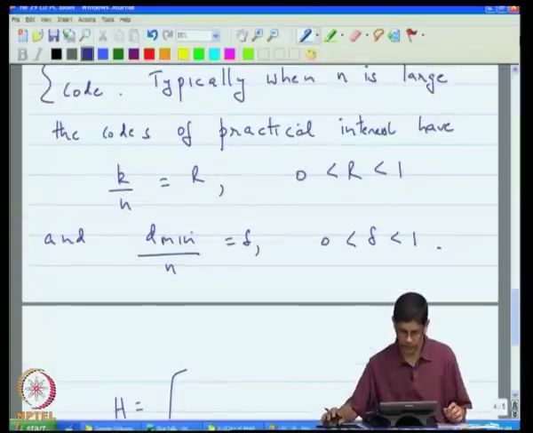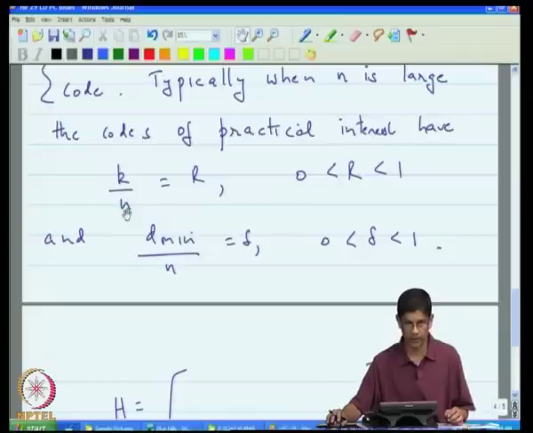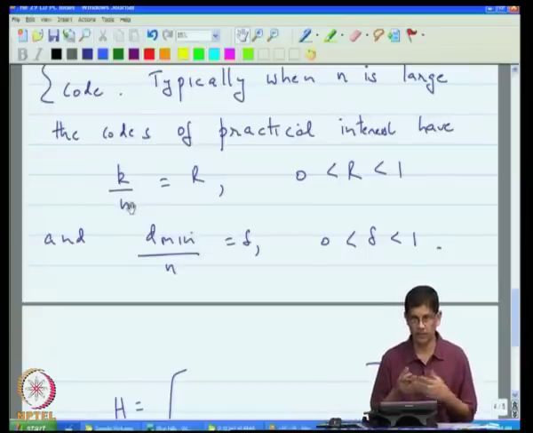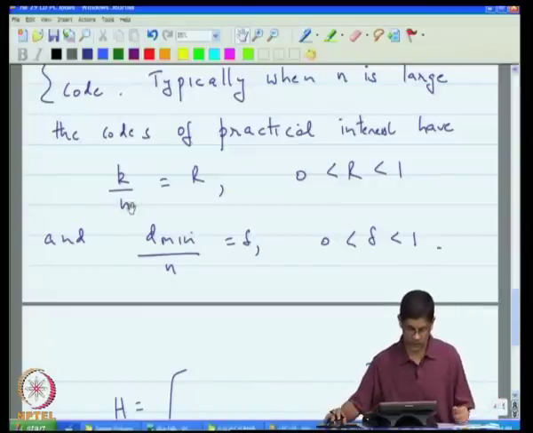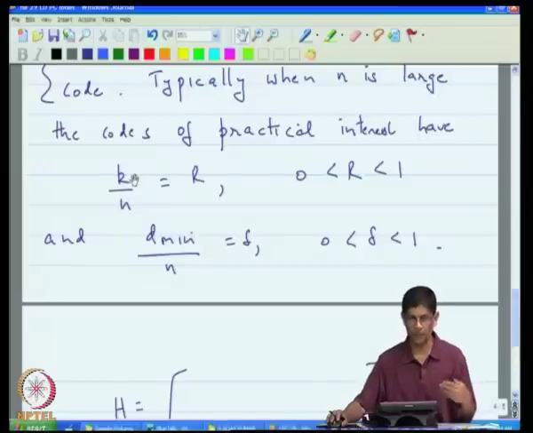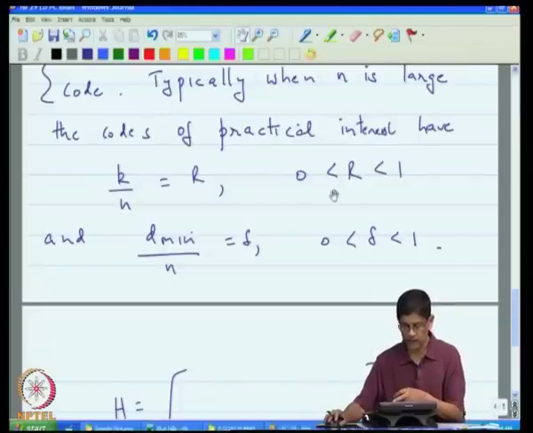So, what you should interpret this to mean is that when n is large, you can think of this as n tending to infinity. It is not really infinity, it is more like you might in practice have codes whose block length is 16,000, 32,000. So, it is large, and then you are not interested in codes where the dimension is 3 and the length is 16,000. It is more like k by n is some appreciable fraction. Okay. So, this r is some fixed fraction between 0 and 1.